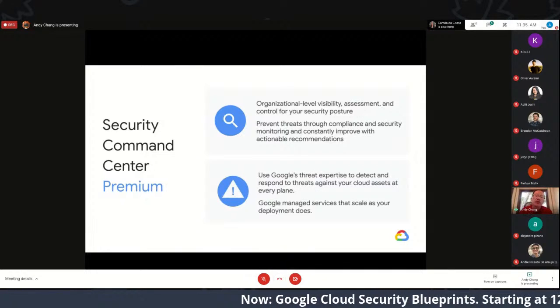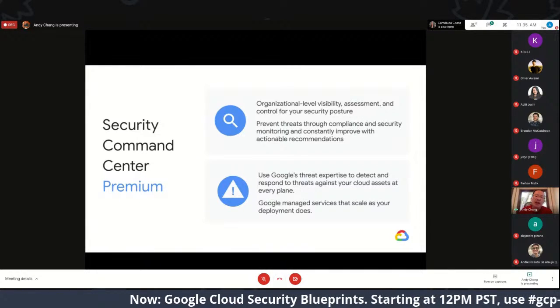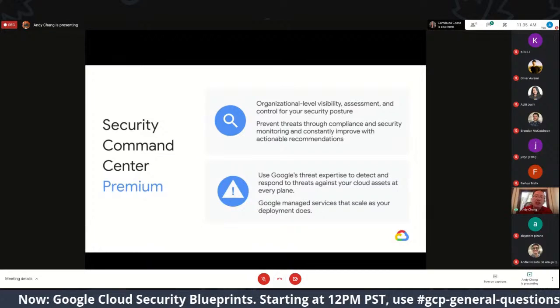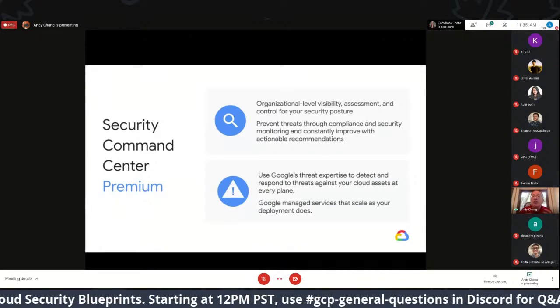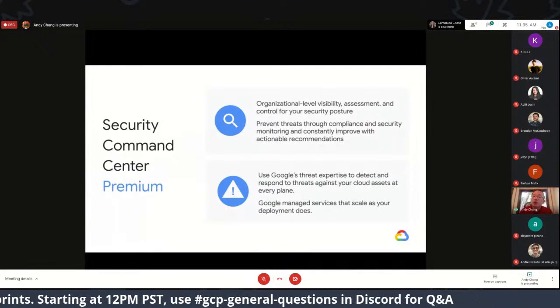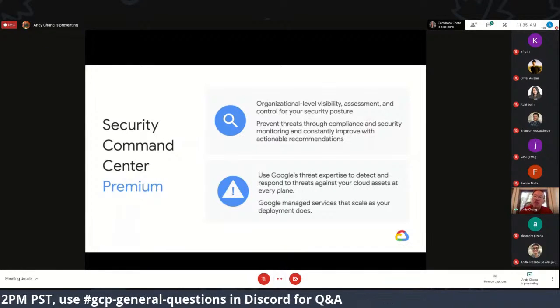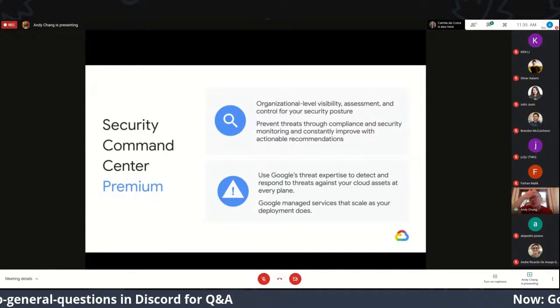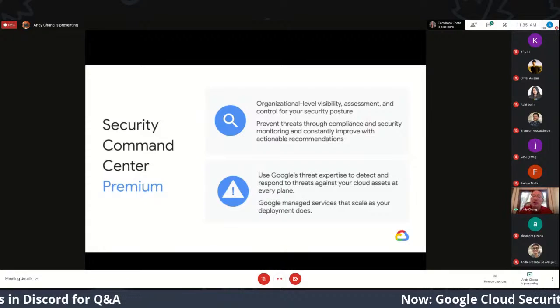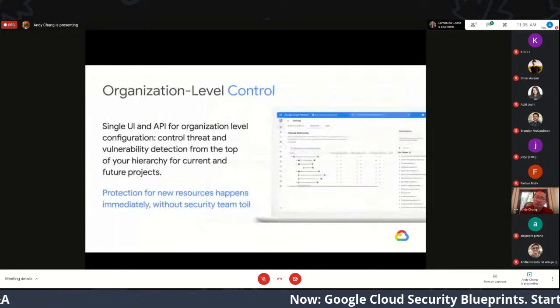We launched the original version of the Security Command Center back in April 2019, and last week launched the Security Command Center Premium product as well in GA. So now both the original Security Command Center product is in GA as well as the Security Command Center Premium product.